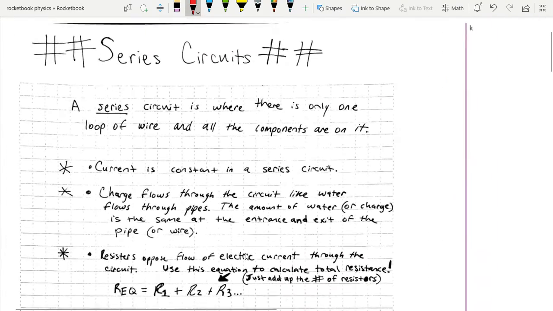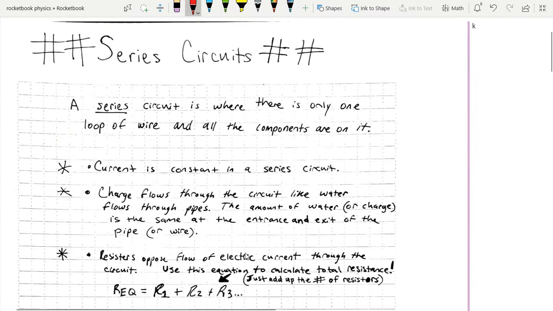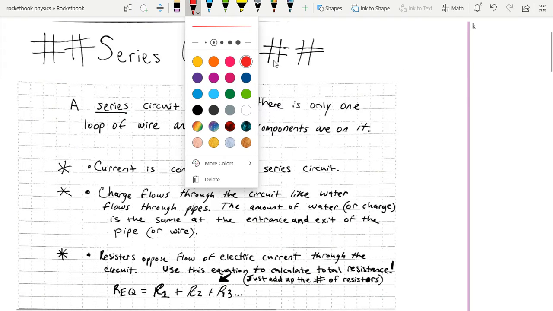Hey everybody, we're going to go over series circuits. Now, there is a difference between series circuits and parallel circuits, and it mainly has to do with the connections of the wiring to the components on the circuit itself. Series circuits are all in line. That means that they're all connected.